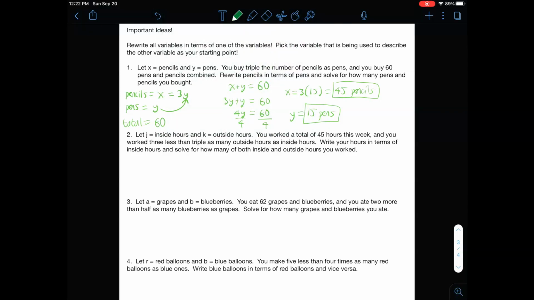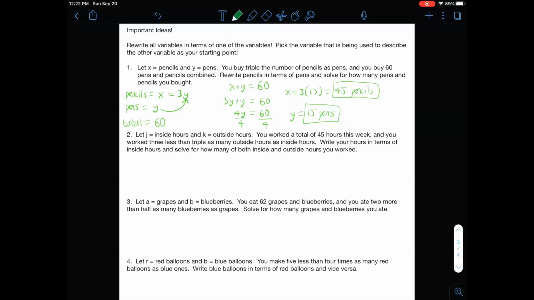All right, number 2. Let J equal inside hours and K equal outside hours. You worked a total of 45 hours this week, and you worked 3 less than triple as many outside hours as inside hours. Write your hours in terms of inside hours and solve for how many of both inside and outside hours you worked.